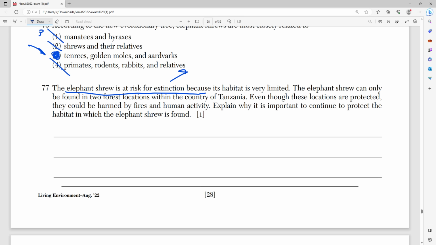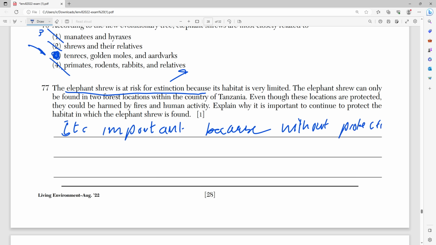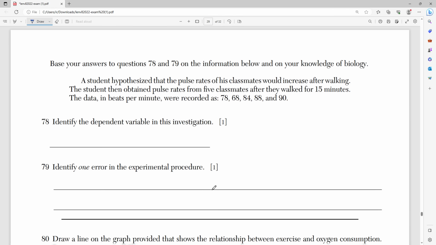It's important because without protection, the shrews may become extinct, right? You could also say that the destruction of habitat could disrupt the entire food web. That's another reason to support that, right?